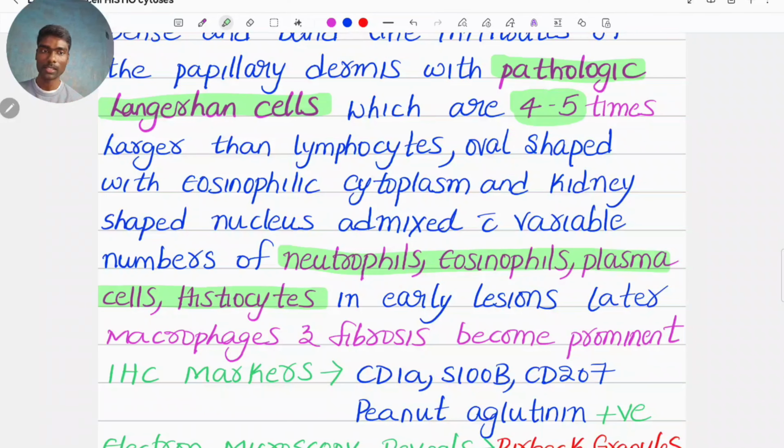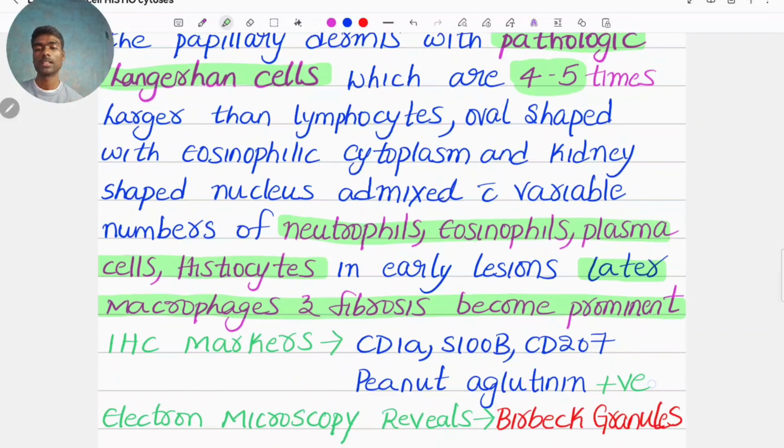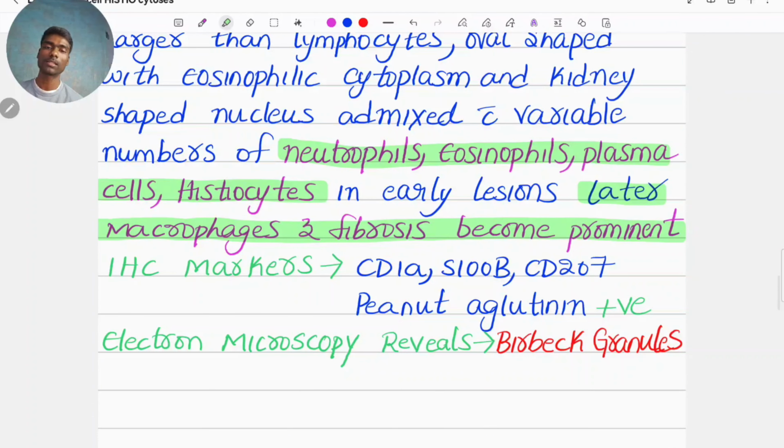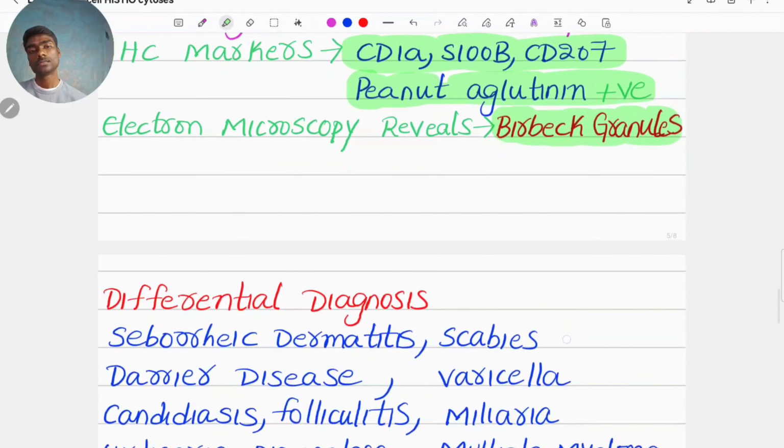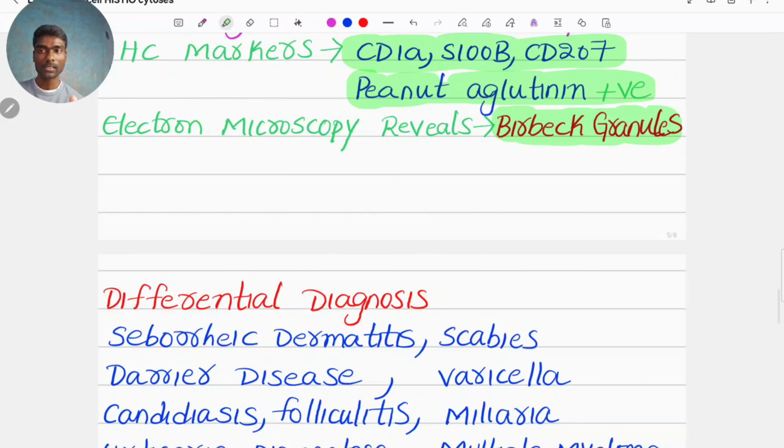This will be observed in early lesions. If lesions become old, macrophages and fibrosis become more prominent. Coming to immunohistochemical markers, as I already told you, CD1a, S100B, CD207. One more addition, peanut agglutinin. In electron microscopy, these pathological Langerhans cells reveal Birbeck granules. If we see Birbeck granules, then we can make a definitive diagnosis of Langerhans histiocytosis.